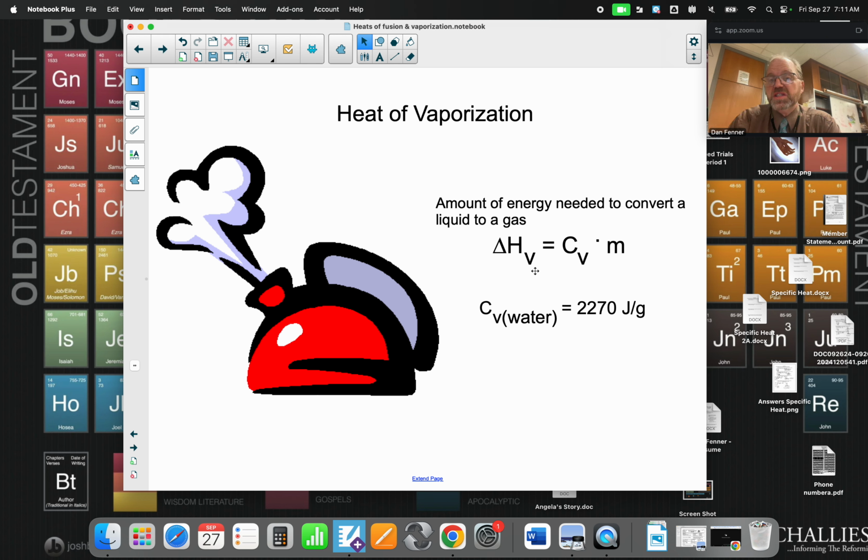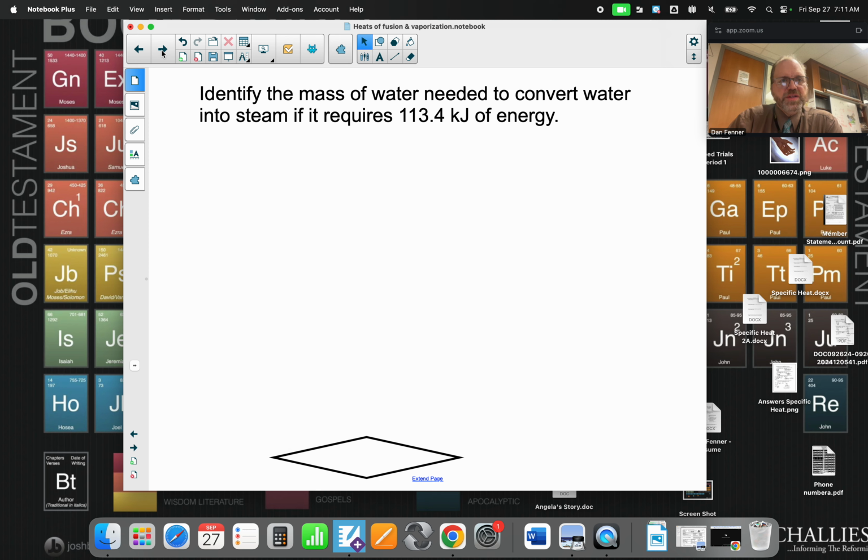energy. And again, you'll see no temperature in here because we're going through a phase change. As we go through a phase change, the temperature remains constant. Water boils at 100 and its steam at 100. Temperature doesn't change. All right. So identify the mass of water needed to convert water into steam.